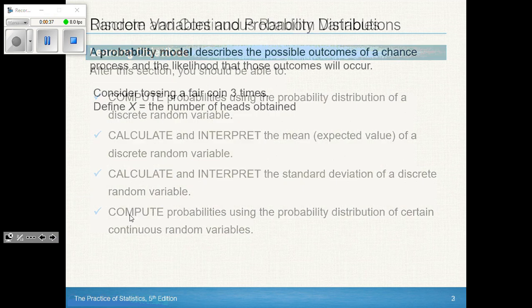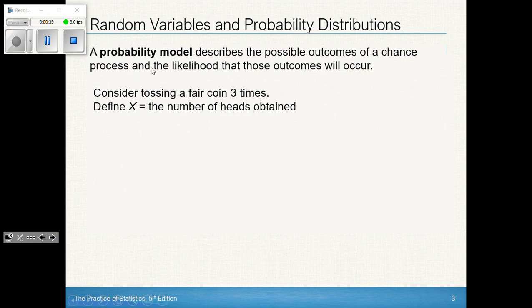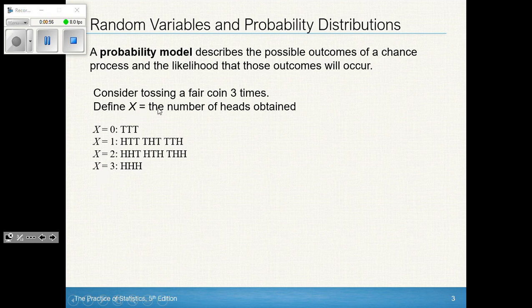So first of all, we'll recall that a probability model describes the possible outcomes for a chance process and how often those things will occur. That's the probability model. So if we thought about flipping a fair coin 3 times, here are the possible outcomes. X is defined as the number of heads that are obtained. So 0 heads means I got all tails, but 2 heads could be obtained any of these 3 ways.